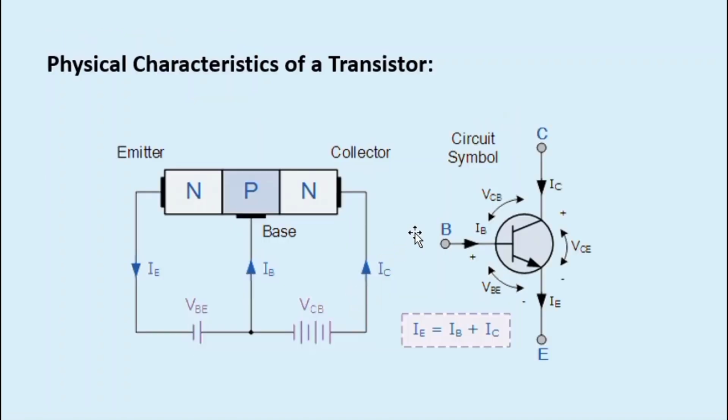Let's talk about the physical characteristics of each terminal. First one is emitter. This segment is on the left side of the transistor. It is moderately sized and heavily doped. Second terminal is base. This segment is at the center of the transistor. It is thin and lightly doped, while the third terminal is collector. This segment is on the right side of the transistor. It is larger than the emitter and is moderately doped.